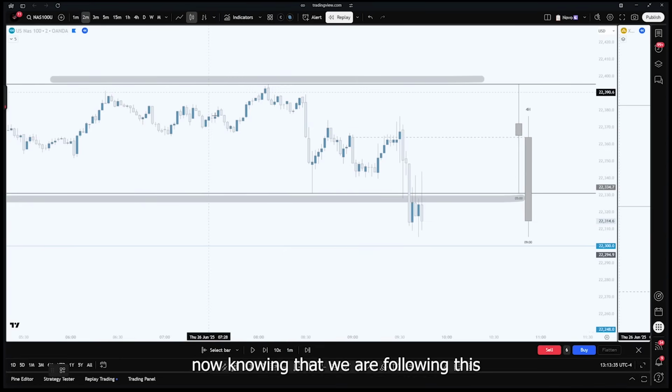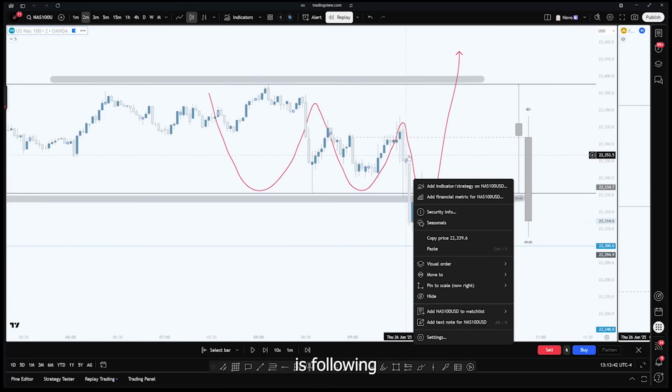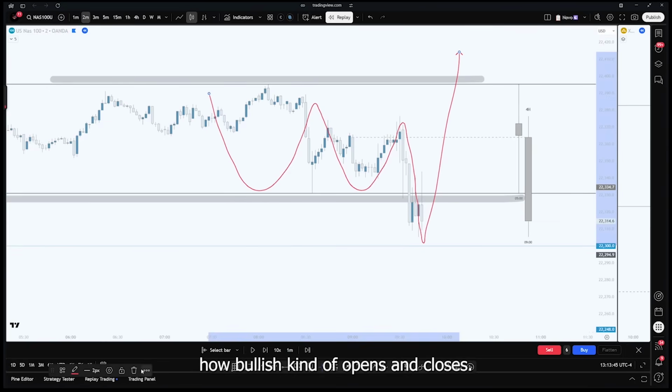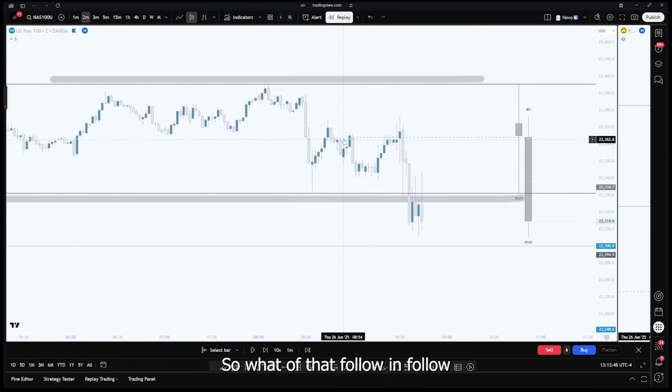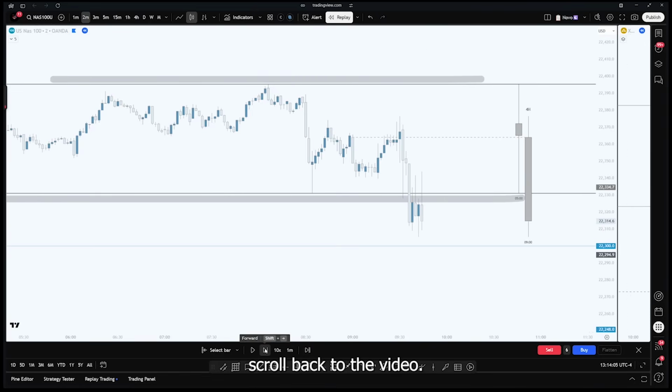Now, knowing that we are following this range manipulation thing going on here, we also have to understand that our most recent candle is following how a bullish candle opens and closes. So what does that follow? It follows some procedure of price accumulating, then manipulates, which shows the bearishness, and then it will be followed with a distribution to make that bullishness. Okay. Now, if you guys are still a bit lost, please scroll back in the video. It's really important that you guys do understand this. Okay. Candle mechanics is all you need to fully trace the market and understand it.